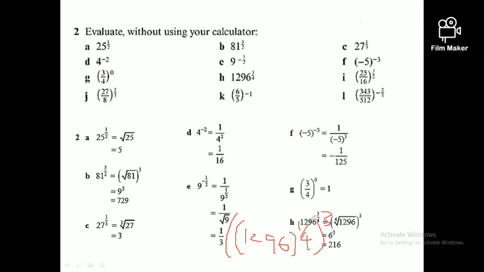If I repeat it, 1296 to the power 3 over 4, you can write the denominator power 4 as 1 over 4, to the power of the numerator power. Then 1296 to the power 1 over 4 is 6. 6 to the power 3 is the answer, that is 216, right?